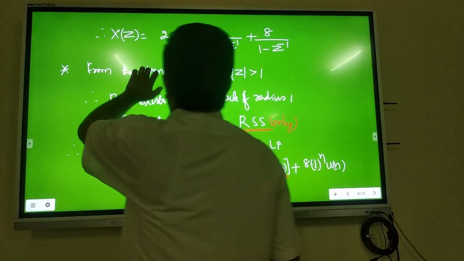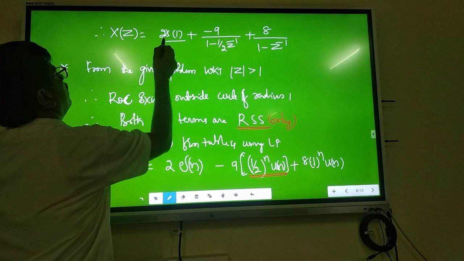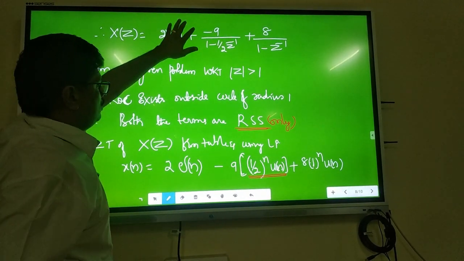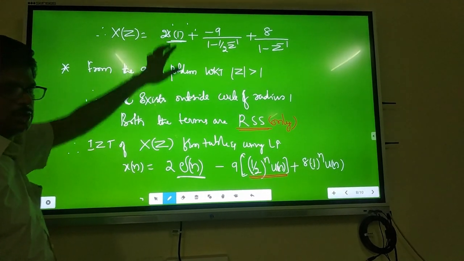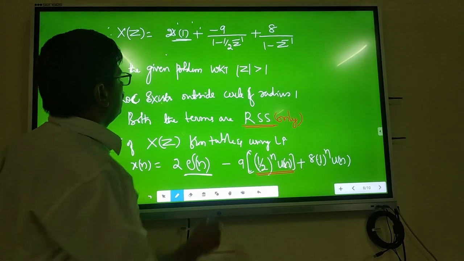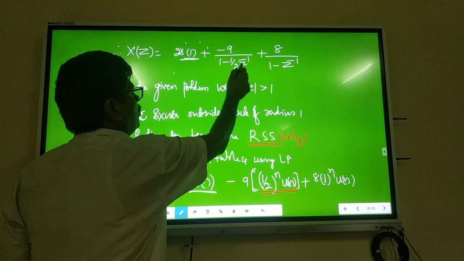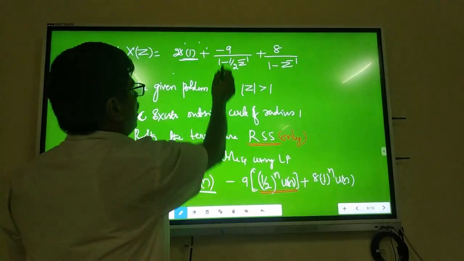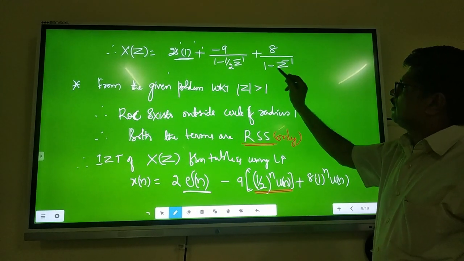Now, write the final formula: X(z) is equal to 2 into 1 plus K1, minus 9 by (1 minus 1 by 2 z inverse), plus K2, 8 by (1 minus z inverse). I write 2 into 1 because that gives the impulse function when you take the inverse Z transform. Substitute K1 and K2, that's all.